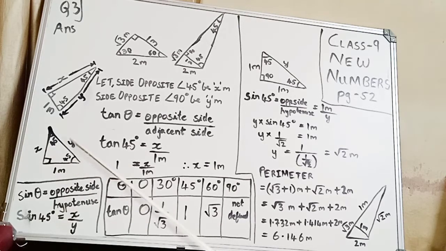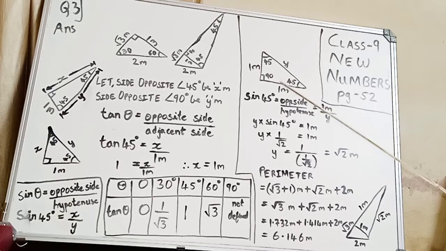Now you need to find out what is Y. This same diagram has been drawn over here. This is X, so this is 1 meter. You have got it from here. Since you have already found out what is X, now you need to find out what is Y. Here you will be using sine 45. Sine 45 is equal to opposite side divided by hypotenuse. We had learned previously, this is trigonometry.